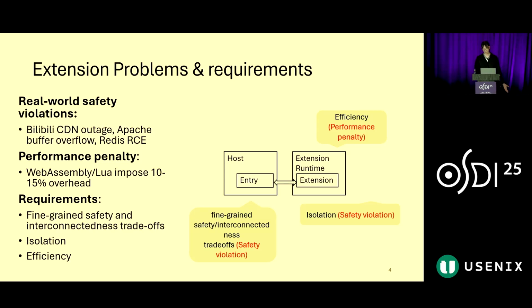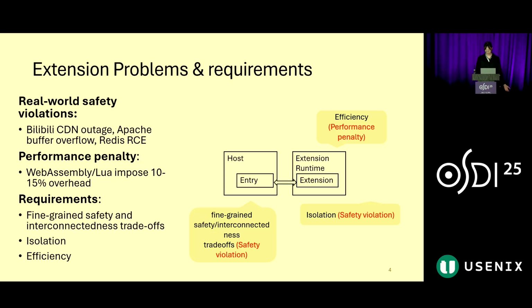However, allowing too much interconnectedness comes with risks. Real-world incidents show production outages from safety violations in Nginx, Apache, and Redis extensions. You can see our paper for more detail. It shows that system managers want to specify safety-interconnectedness trade-offs that allow only the minimum permissions each extension needs.